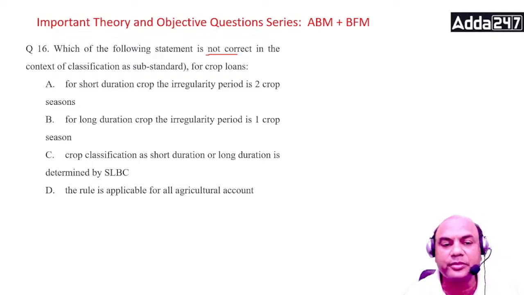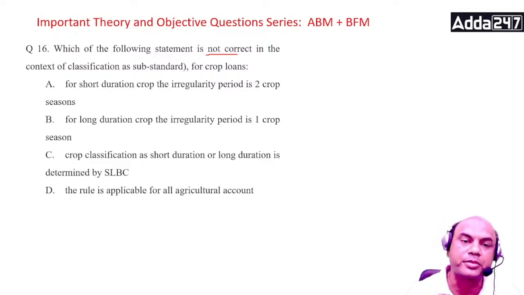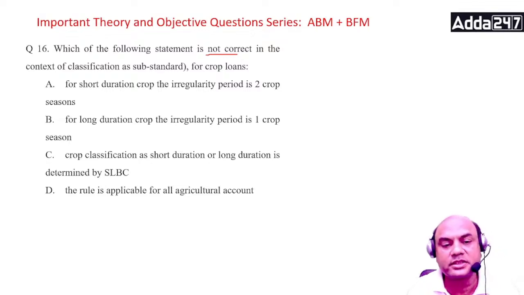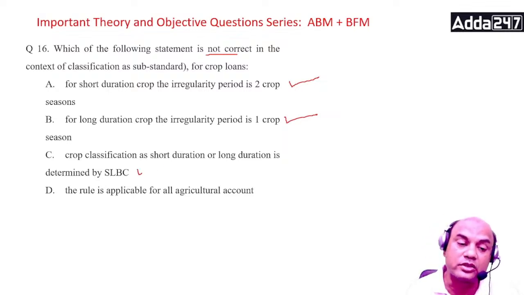Means basically NPA. Similarly, the second one, the customer has taken the loan for long duration crops and not repaid for 1 crop season, then it will be called as NPA. So these two are correct. This is correct. This is correct. Crop classification as short duration or long duration is determined by SLBC. So that is also correct.